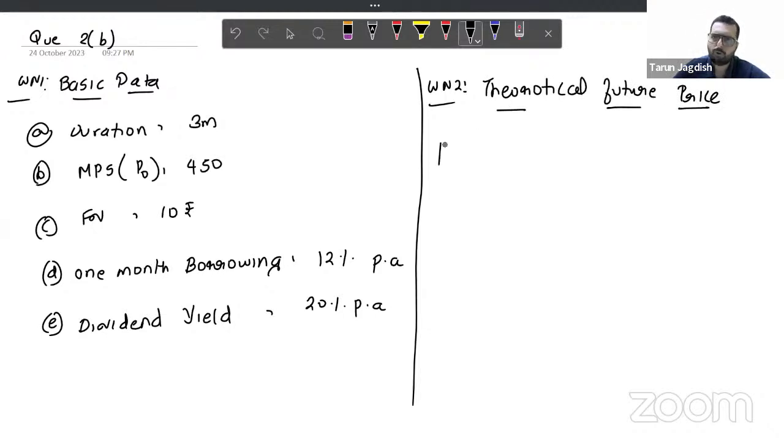Okay. We know the formula for theoretical future price. Can you tell me what the formula is? S0 into e raised to (r minus y) into t. So that will be 450 into e raised to. Now here is the confusion.